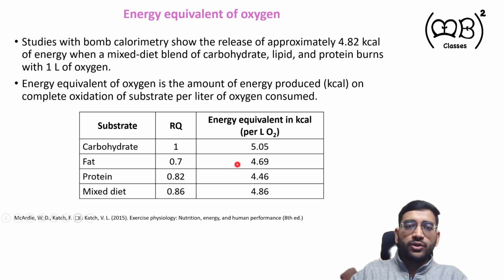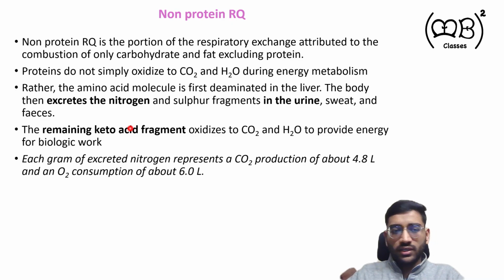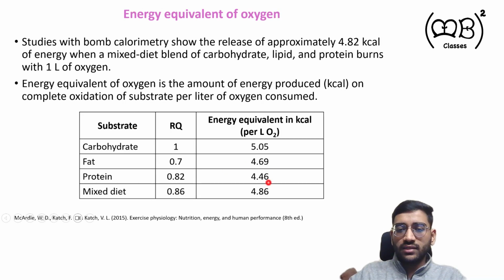This is because proteins are not directly utilized for energy production. Rather, the amino acid molecule is first deaminated in the liver, and then the nitrogen and the sulfur fragments which are present in the amino acids are removed in sweat, urine, feces, etc. The remaining keto acid fragment is oxidized to produce carbon dioxide, water, and energy. So this is how a protein molecule produces energy, so it is less than carbohydrates and fats. A mixed diet would consist of all of these. So a mixed diet with an RQ of 0.86 would give you an energy equivalent of 4.86 kilocalories per liter of oxygen.